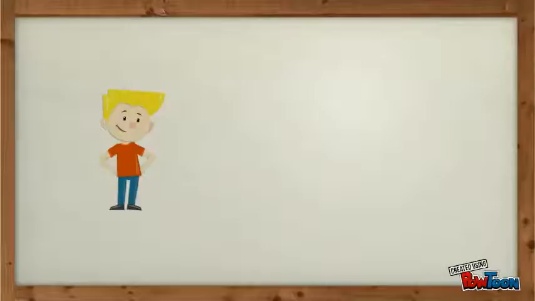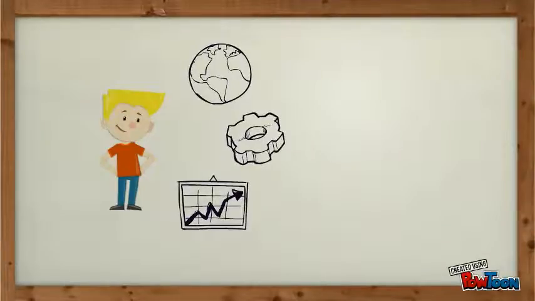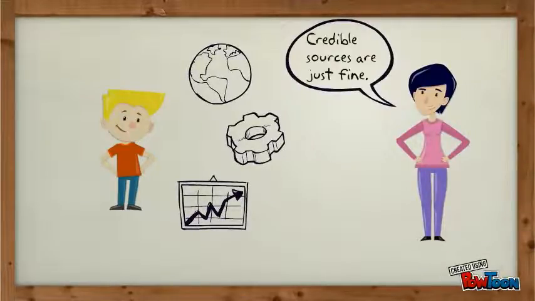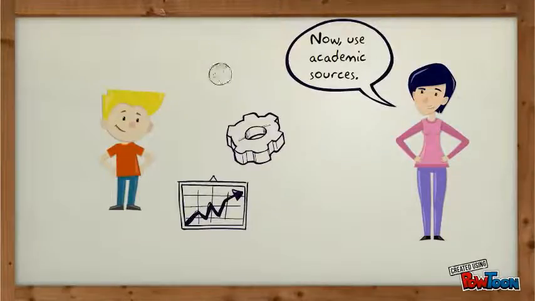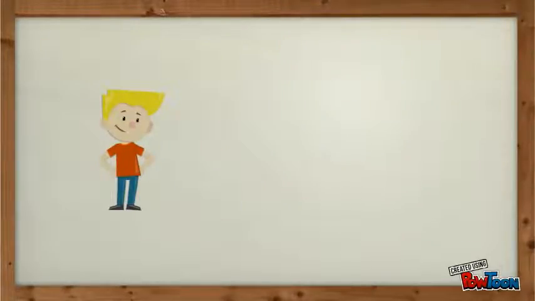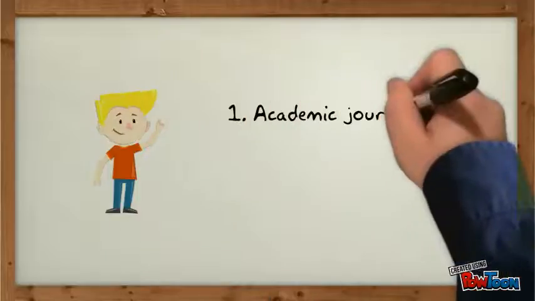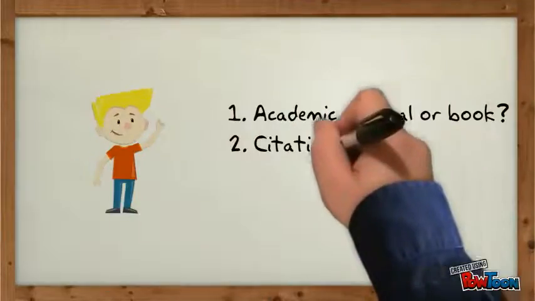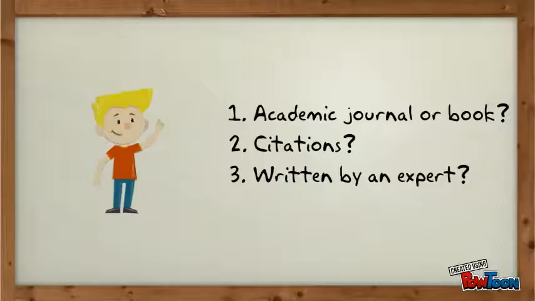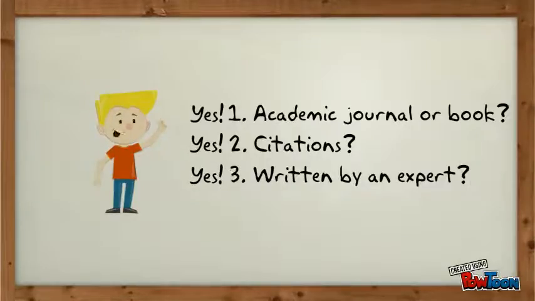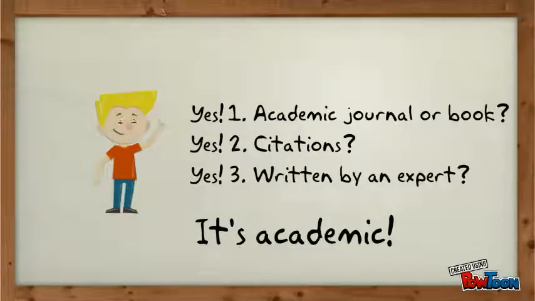In many of the papers you write for college, you will only be required to use credible sources, which may not have any of the features mentioned here, and those sources are great. But if an assignment requires academic sources, ask yourself these three questions. Was the source published in an academic journal or book? Does it have citations? Was it written by an expert? If you can answer yes to all three of these questions, then your source is most likely academic.